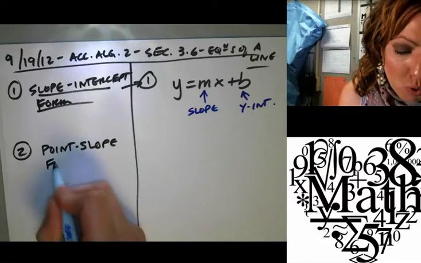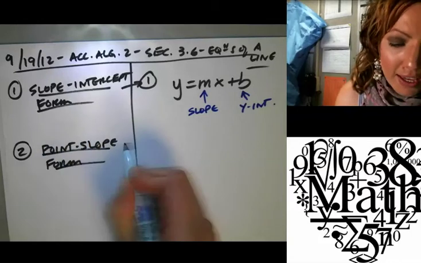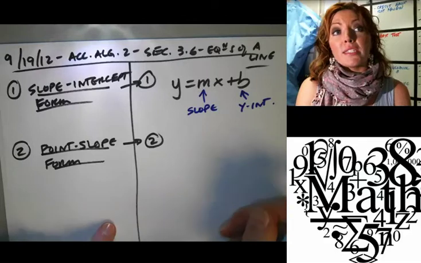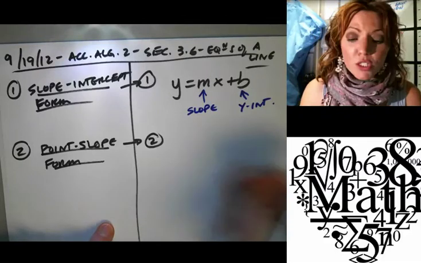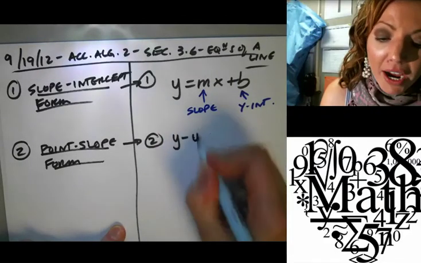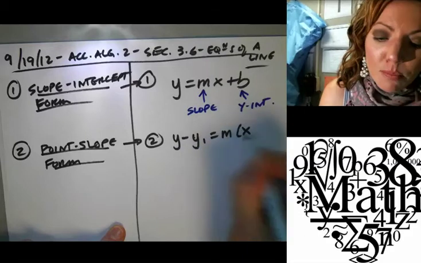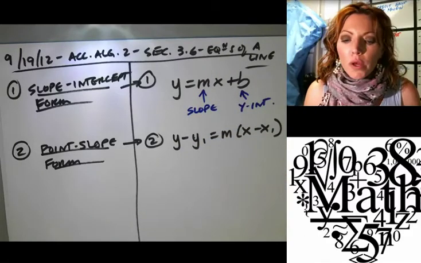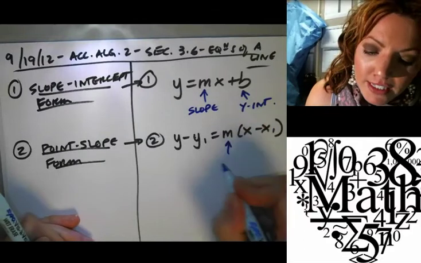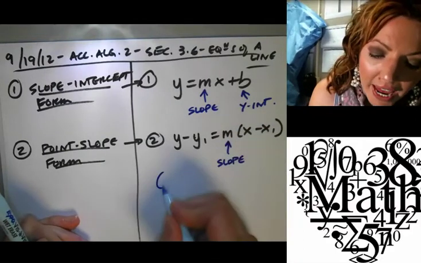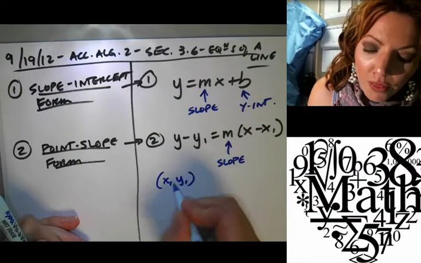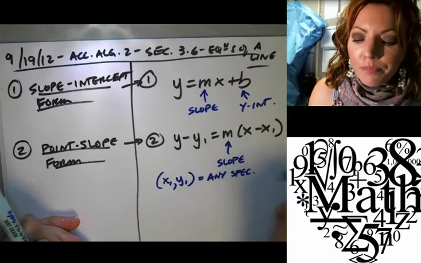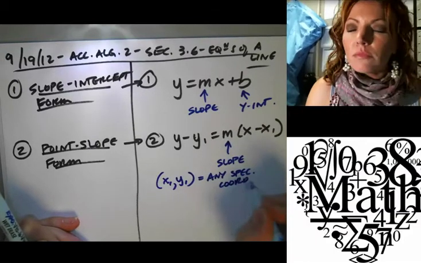Point-slope form. Okay. So point-slope form. Maybe anyone remember what this one is? We're super speed, so here we go. Y minus y1 equals m times x minus x1. That is point-slope form. So this represents the slope still. And then x1, y1, that is any specific coordinate that we're given for any line.